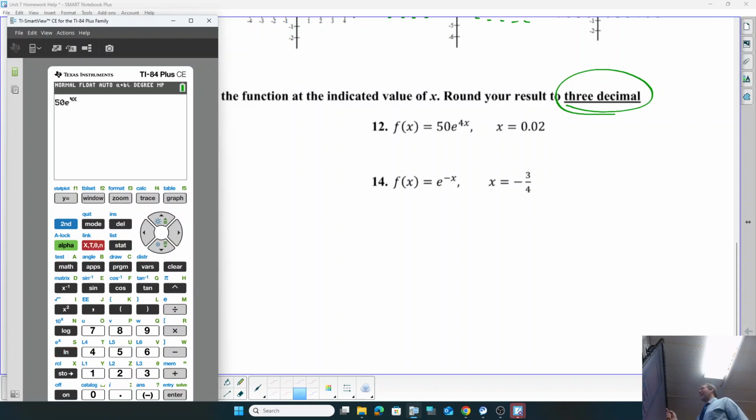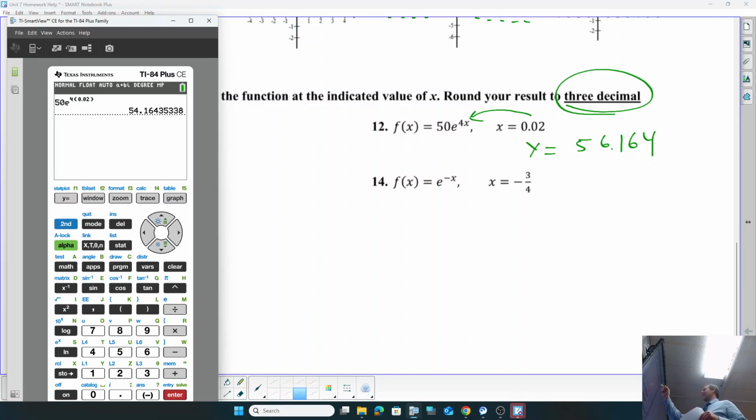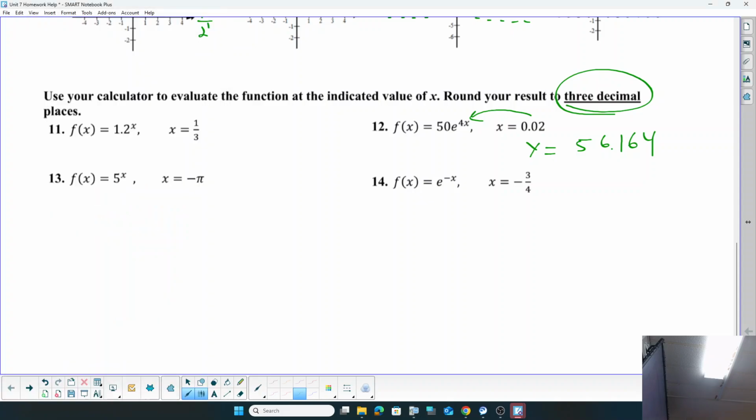But this time in place of x, what are we going to plug in there? We're going to plug in 0.02 in place of the x. And we get 54.164. So when x equals that, y equals 54.164 to 3 decimal places. Did we do that right? Yeah, because the 3 does not round the 4 up, so we keep it like that. So there's our answer. So you try number 11, number 13, number 14.